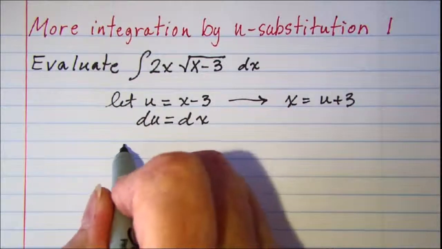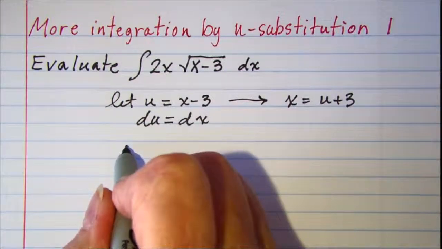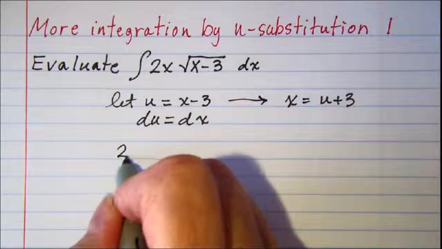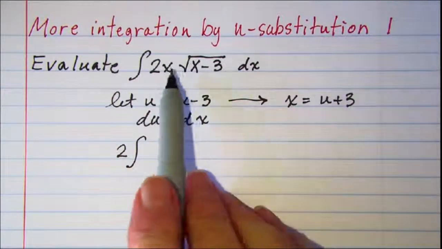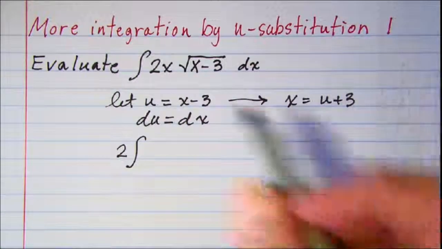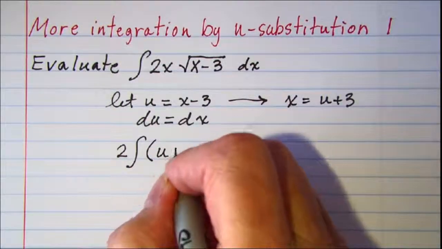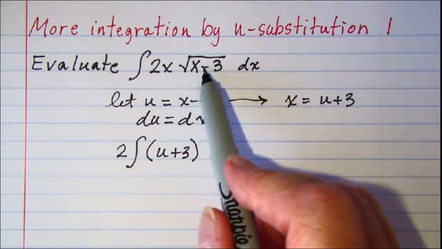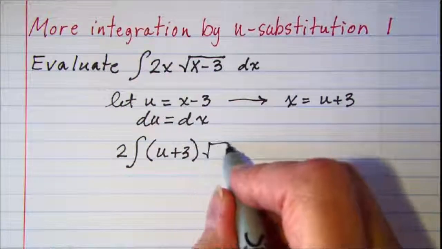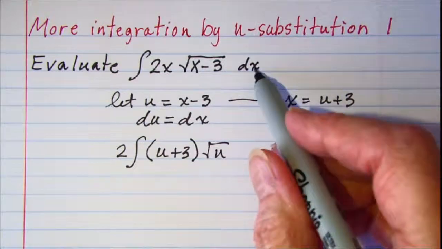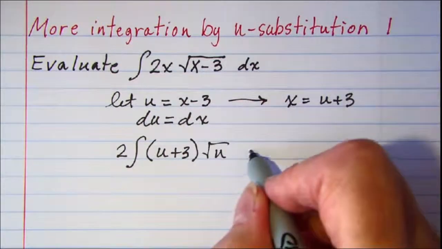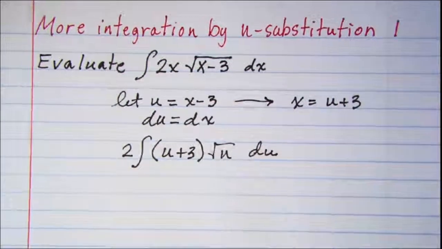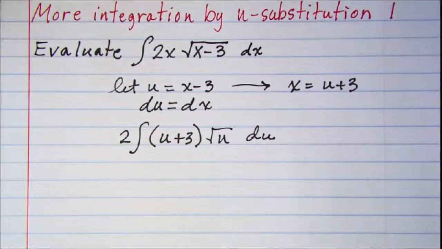So now let's do our substituting. I'm going to pull this 2 out in front of the integral. So I have 2 times the integral. In place of x, I'm going to put u plus 3. And then square root of u. And then in place of dx, I'm going to write du. Now my integral is all in u, so I can go ahead and do that.